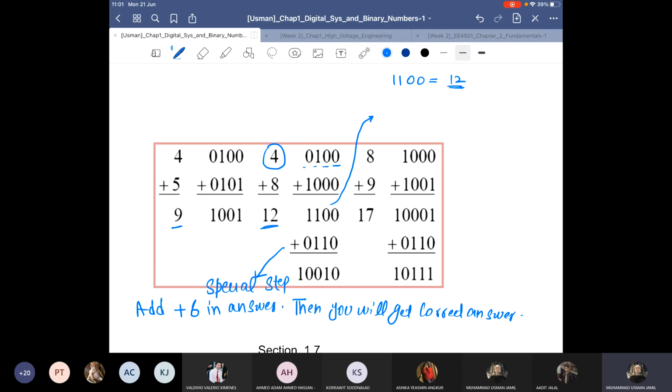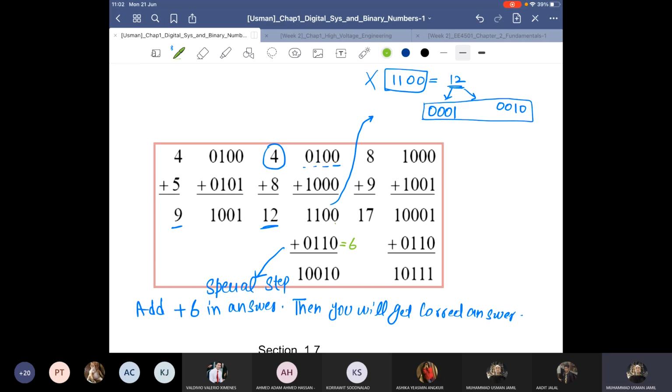But we don't want that, we want it in BCD. So in BCD, we want 1 as 0 0 0 1 and 2 as 0 0 1 0, right? But this is not the same. You can see it is not the same. We want this answer, but we get it like this. Then in that case, we will add 6. This one is equal to 6, so 0 1 1 0.